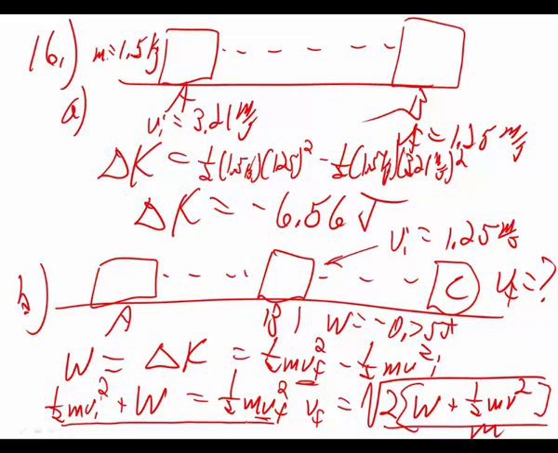Yes? For the work, would you take the negative 6.56 and subtract the... No. Okay. No. You would just use the negative 0.75. That's right, because that's the work that is done from B to C. The previous is the work done from A to B. Okay. That's over with.